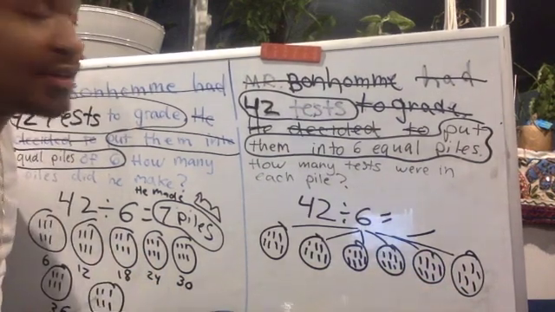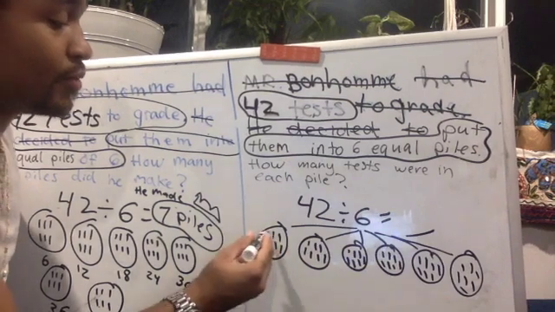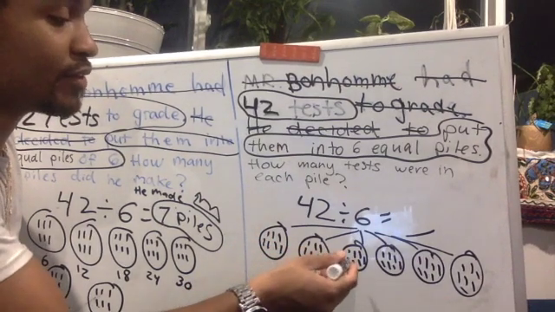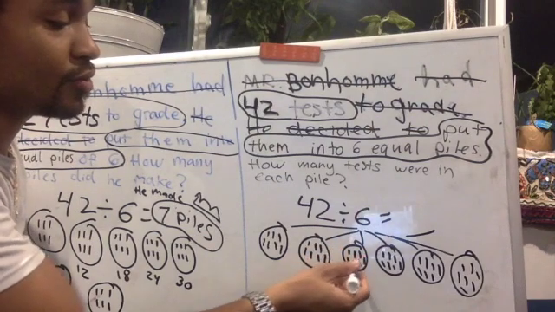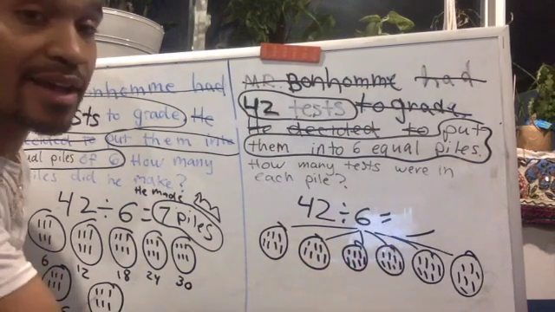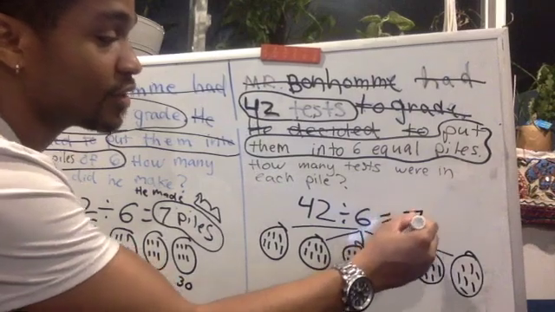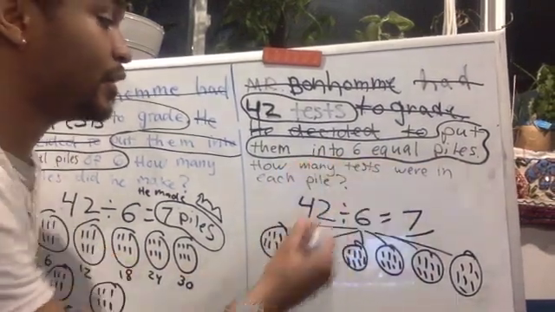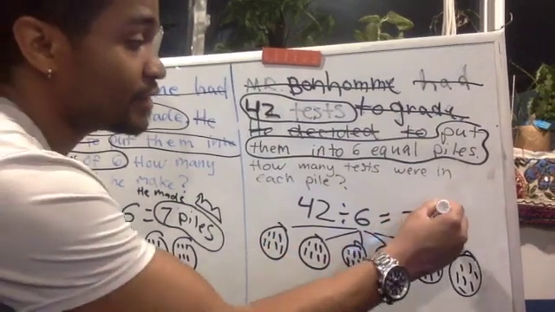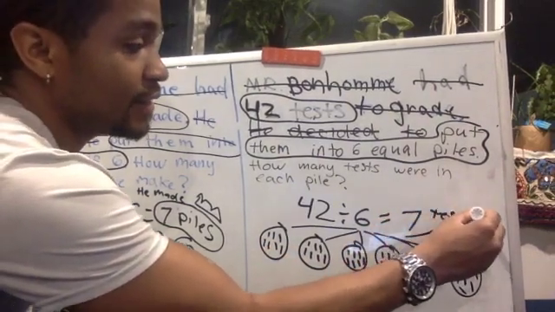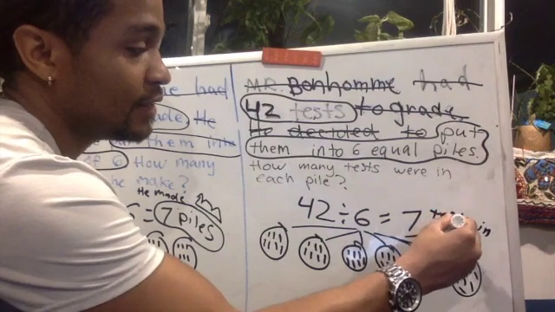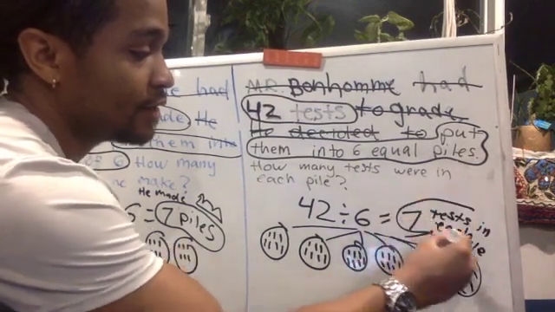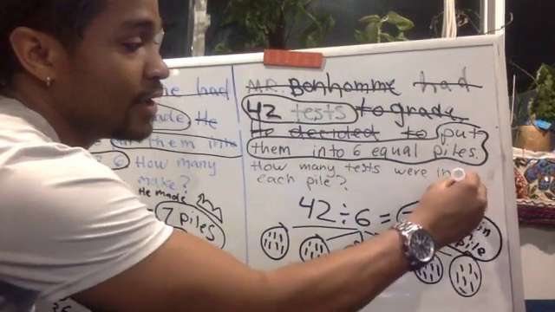How many do I have in each? 1, 2, 3, 4, 5, 6, 7. I have 7 in each. So I'm going to put 7 over here. And that means how many tests were in each pile? 7 tests in each pile. That is my answer statement, and it makes sense.